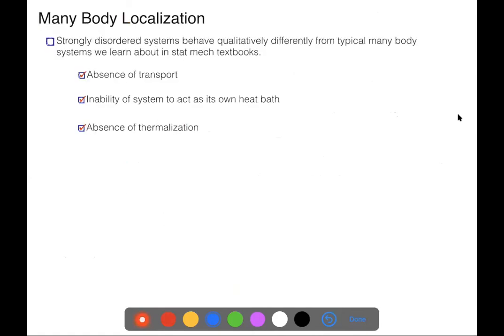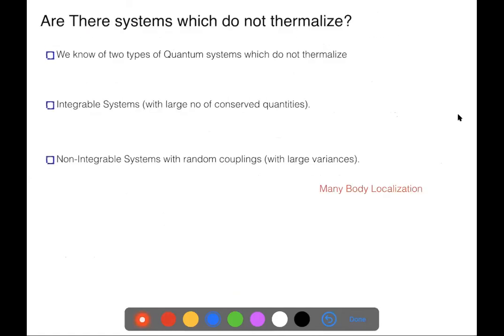Okay, so then the next question is, are there systems which do not thermalize, which do not follow ETH and so on? So we know two kinds of systems. One are called integrable systems, which is what, for example, Gautam was talking about, with a large number of conserved quantities. I will not talk about it. Gautam is, of course, an expert on this, and you should ask him to give a talk if you want to know about these things.